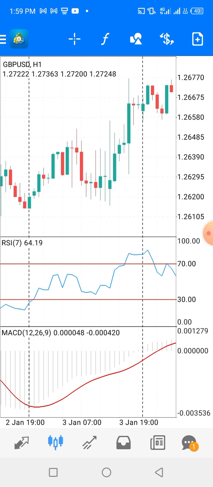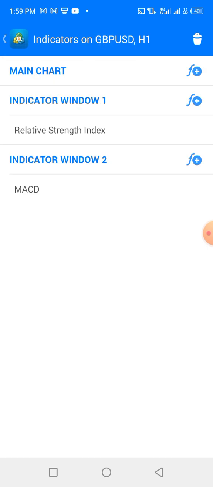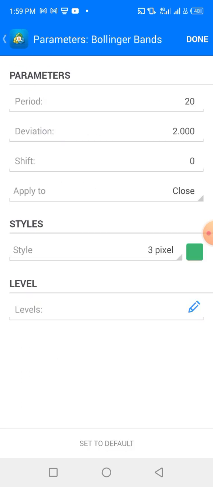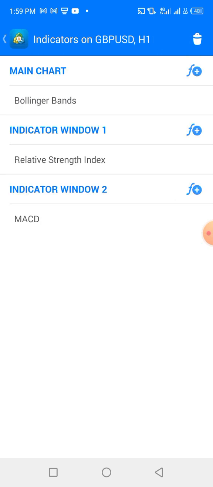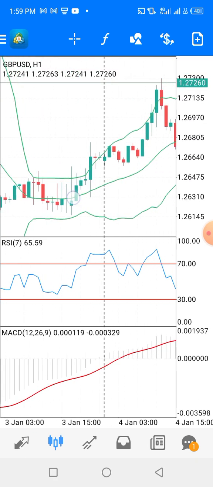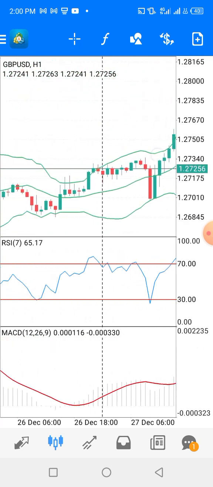Let's go to the setup and bring the Bollinger Band onto our trading platform. Just go to indicators, then the main chart, and add the Bollinger Bands. You don't need to change anything here. The only thing you have to click is done. You're going to see the default settings, because the settings are already done. You come back, and yes, we can see it over here. So this is our Bollinger Band.